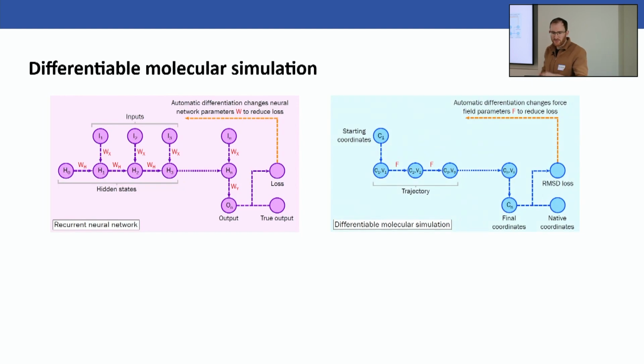And so differentiable simulation is actually quite similar. You have your starting coordinates, you run a trajectory according to Newton's laws of motion. So every step you can think about having coordinates and velocities. And at the end you generate some loss function. So in this case it's just root mean square deviation to the native structure, but you can have any kind of complex loss you want. And then you do exactly the same thing. You click backwards and you get the gradient of that loss with respect to the parameters of your force field. So those sorts of parameters are, how strongly does an oxygen interact with a nitrogen and the like.